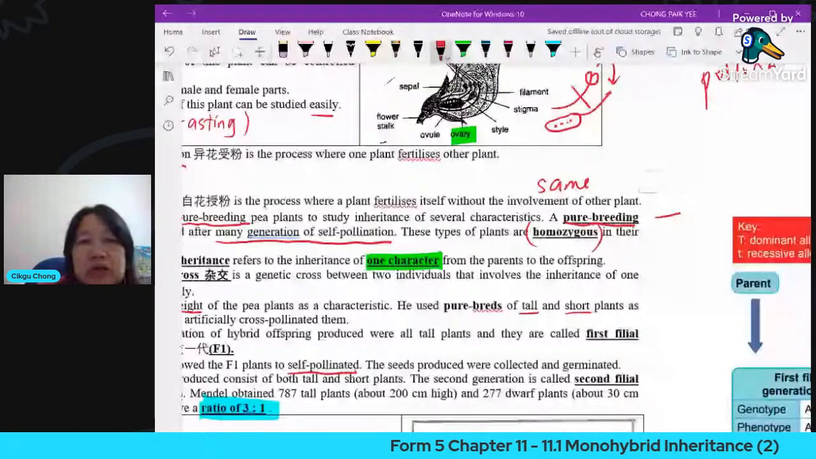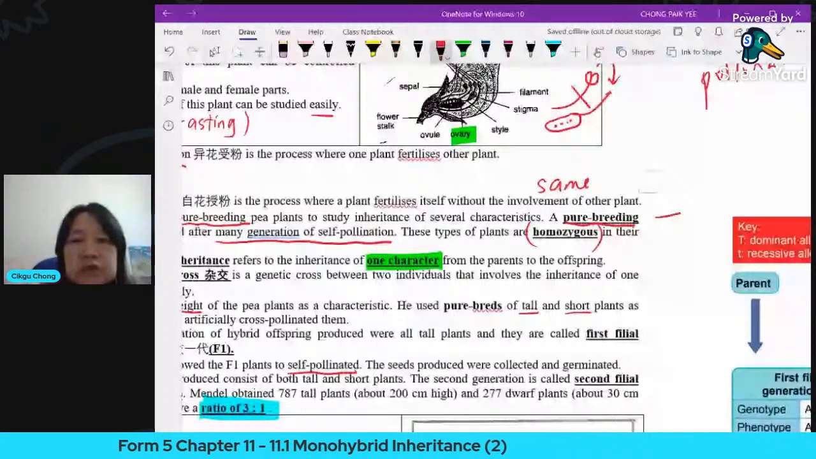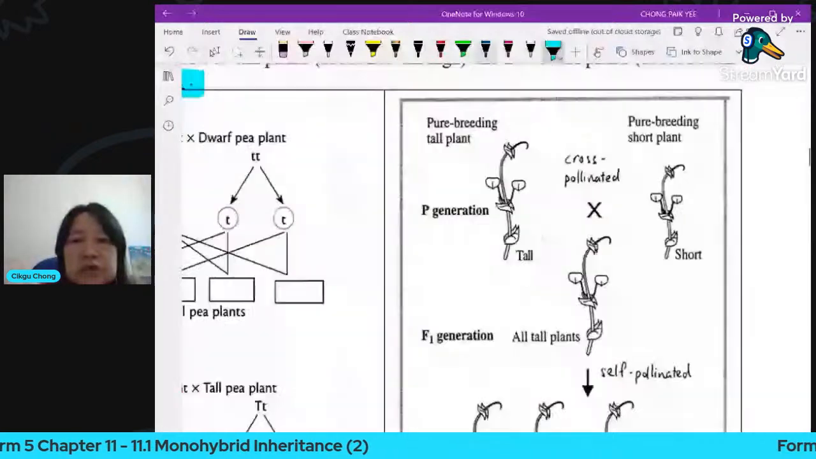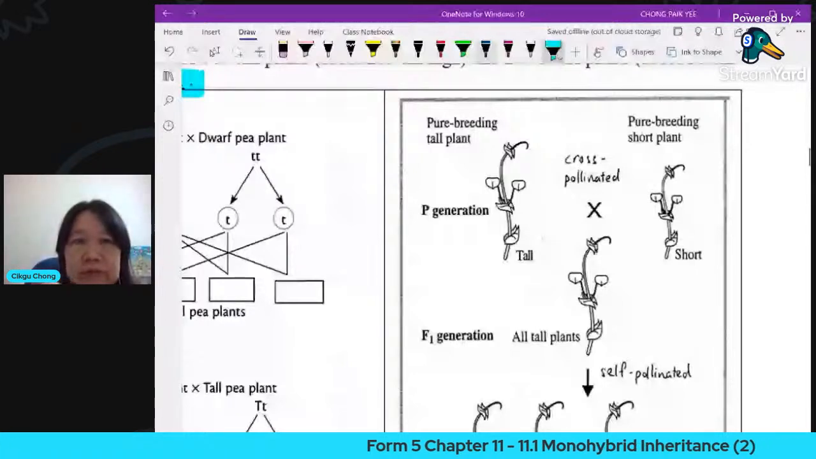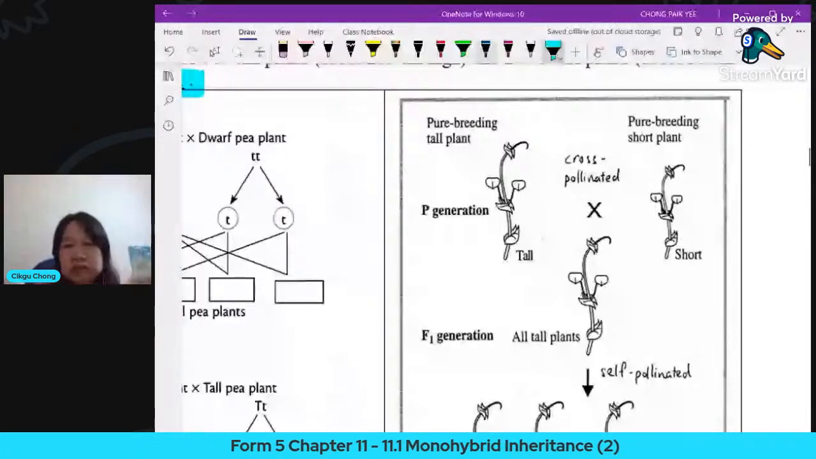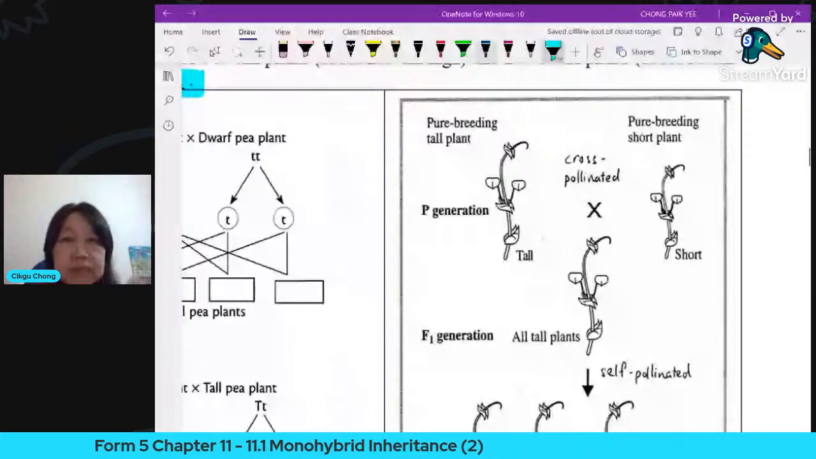Okay, let's look at this. Let's say this is a pure breeding tall plant. Let's look at the diagram first. Later we look at the schematic, how to draw. Now this is a pure breeding tall plant, right? After many generations, he found that this is always tall. So this one must have pure genes. We call it pure breeding.